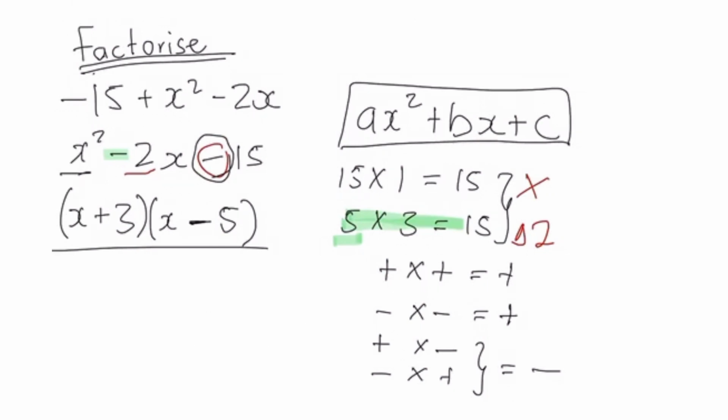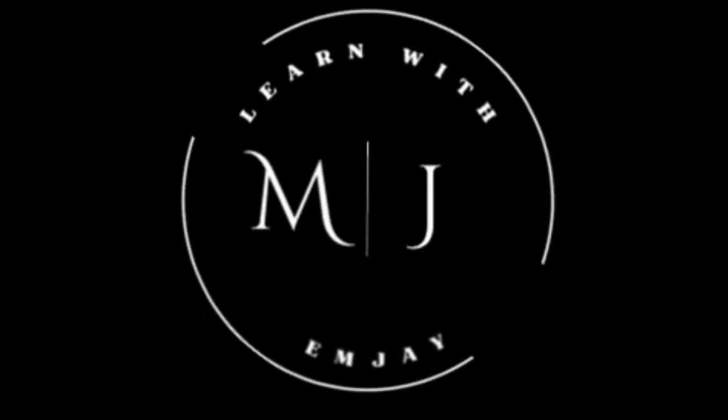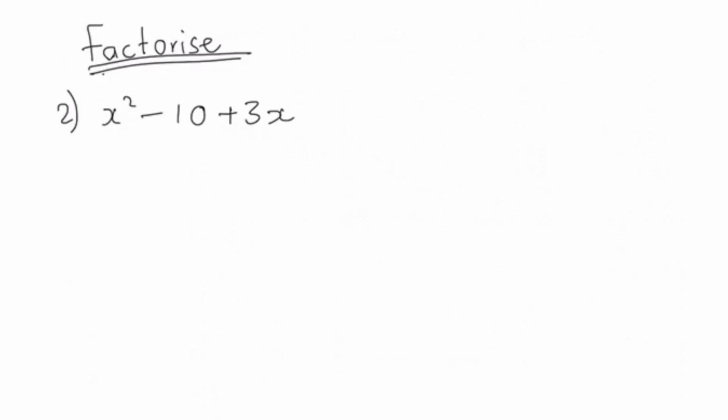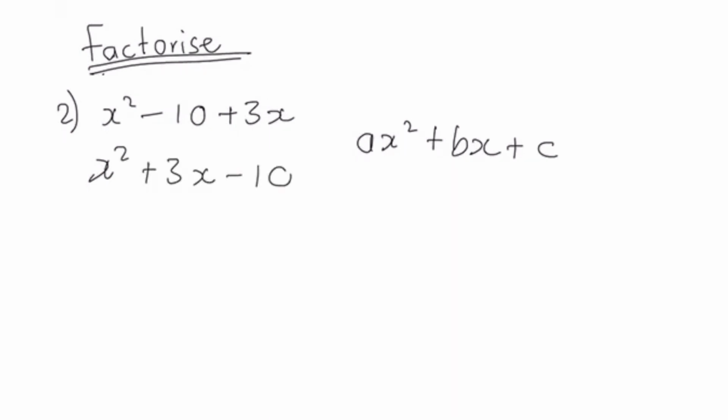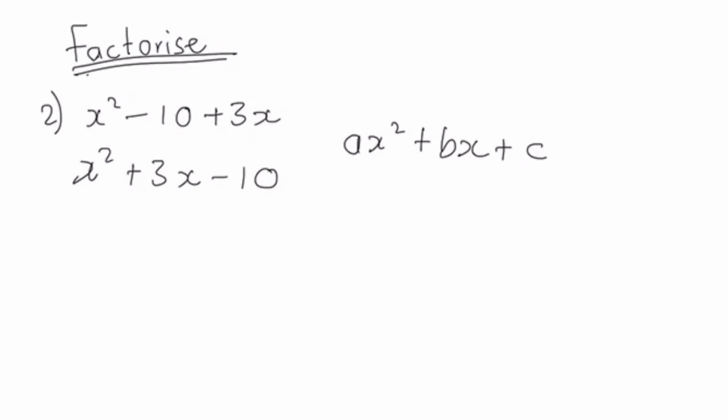Now let's look at our next question. Number 2 says, factorize x squared minus 10 plus 3x. You want again to write it in the form of ax squared plus bx plus c. That is x squared plus 3x minus 10. It's now in this form. After writing it like this, we check our coefficient here. Our coefficient is 1, so we have no problem.